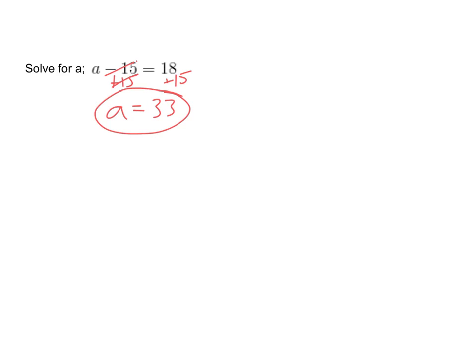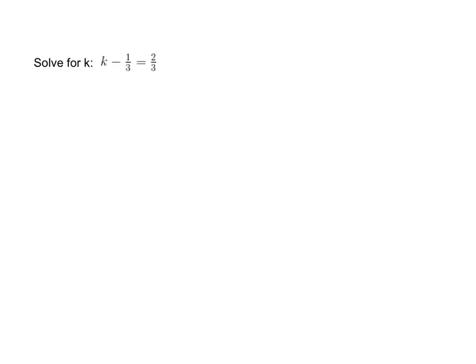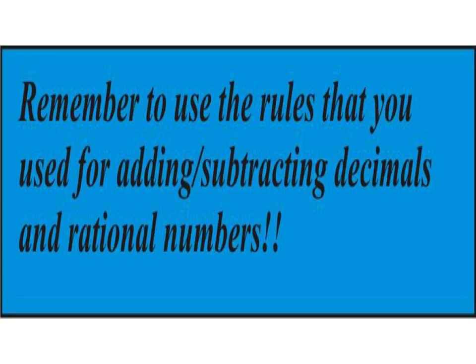Now we're going to solve for k. K minus a third is equal to 2/3, so to undo this minus 1/3, I add 1/3. If I add it to one side, I have to add it to the other. These cancel out, leaving just K on the left. 2/3 plus 1/3 equals 3/3, which is the same as saying K equals 1. So remember, those rules work for adding decimals and rational numbers as well as subtracting them too.